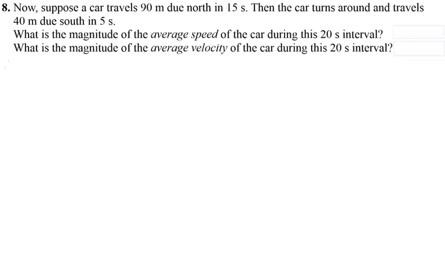Here's another question that is very similar to the one that we just did. Now, suppose the car travels 90 meters due north in 15 seconds and then turns around and travels 40 meters due south in 5 seconds. Find the average speed of the car during this 20-second interval, or average velocity during this 20-second interval. Again, pause it, try to solve it, write the formulas, write everything that is given, and then come back and let's try to solve it together.